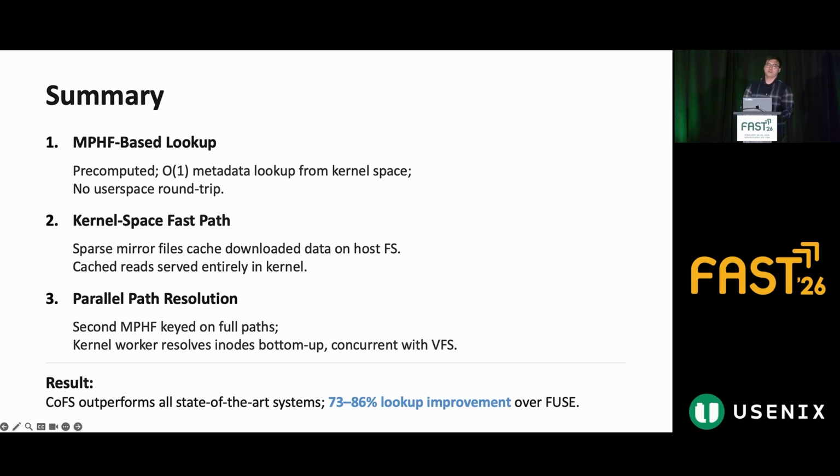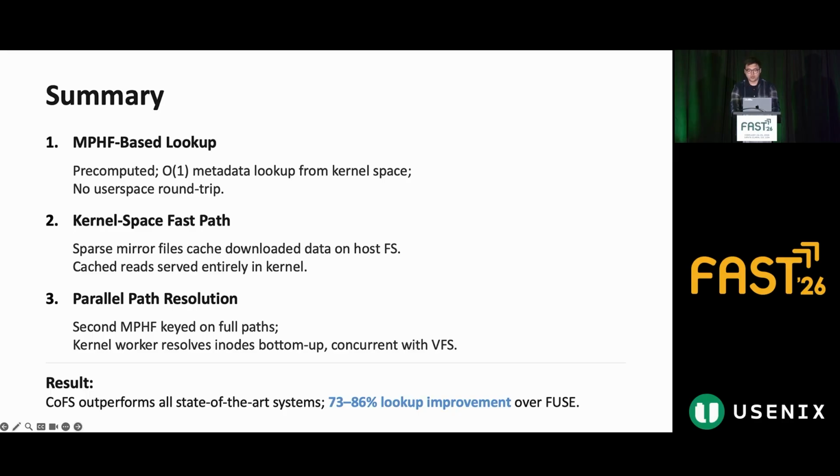So to summarize, CoFS makes 3 key contributions. First, the minimal perfect hash function based lookup. By pre-computing a minimal perfect hash function at image build time, CoFS achieves O(1) metadata lookup directly from the kernel space, requiring at most 1 I/O operation and completely avoiding the user space round trip.